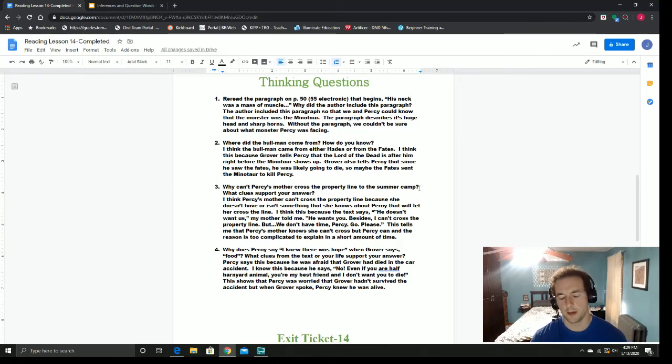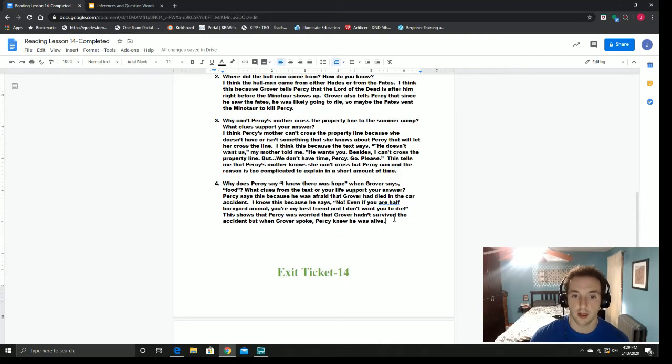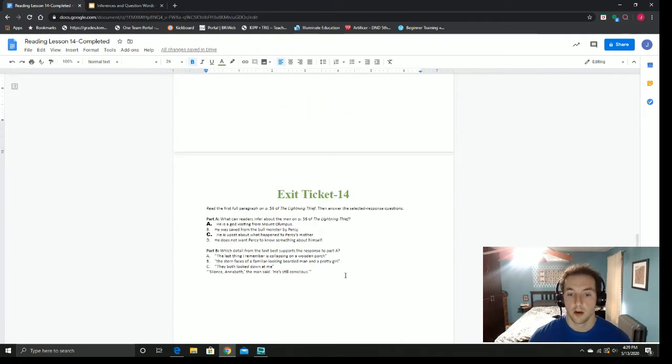Awesome. So it might be like a really simple guess, like, oh, of course he said I knew there was hope because he wasn't dead. But it doesn't say that right in the text. It doesn't say Percy was afraid that Grover was dead. You have to make the smart guess when he says, no, I don't want you to die. It's like, oh, he was afraid that he was actually dead after the car accident. All right, cool. So you've gotten a whole bunch of practice making inferences based on different things in this chapter.